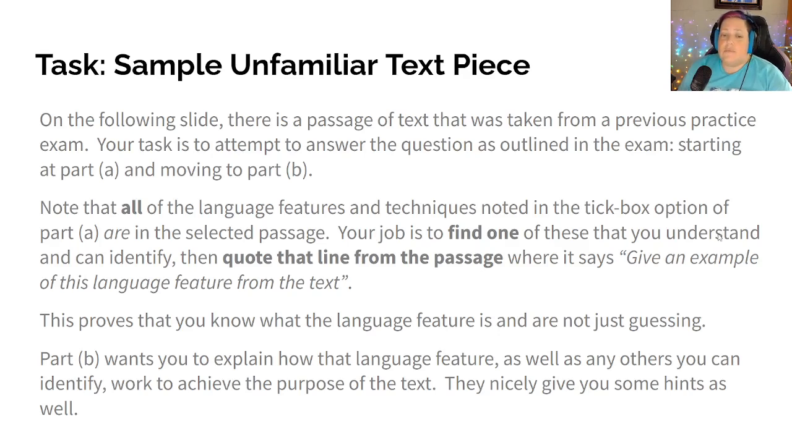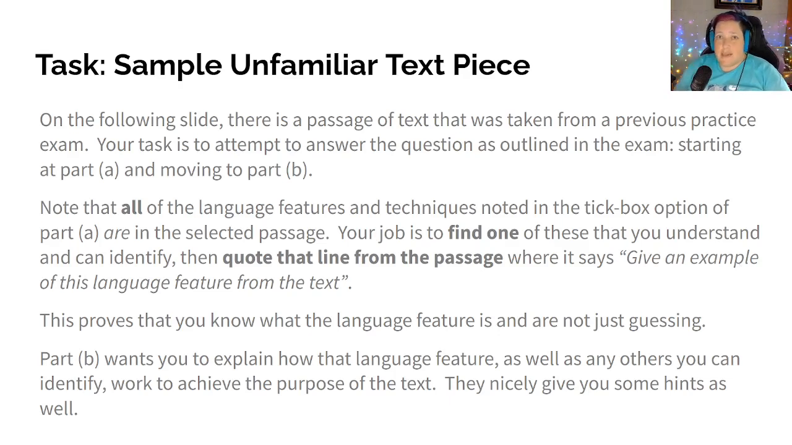So your job then is to find one of these that you understand and can identify, and then quote that line from the passage where it says, give an example of the language feature from the text. Don't write your own. You're trying to prove that you know what a simile is, so you might be tempted to create your own simile. No, go back and find the simile in that piece and just quote it. Just write the line. If it's a very long sentence, you don't have to have the whole sentence. Just include the bit that has that language feature.